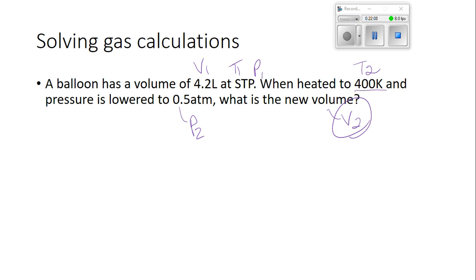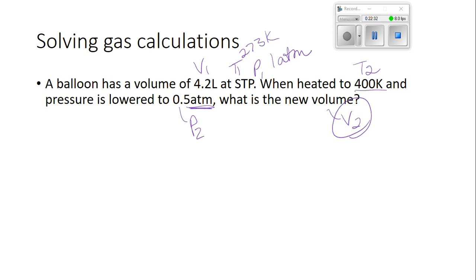So the first thing I've got to do is grab my reference tables, and I'm going to go to Table A, and I need to find my P1 and my T1. So I want my pressure to be in atmospheres because this is in atmospheres. So standard pressure is 1 atm. And then standard temperature is 273 K.